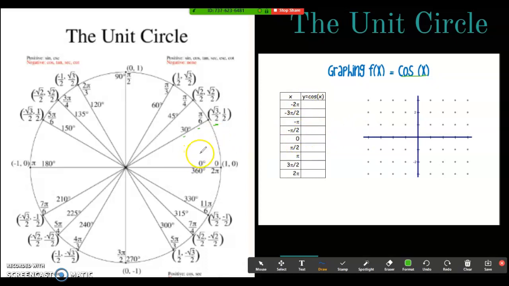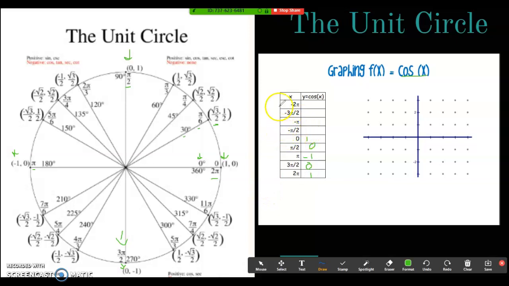So at angle 0, I want to look for the cosine value or the x value at 0, and I know that is 1. At angle pi over 2, I am going to look at the x value that is 0. At pi, it is -1. At 3 pi over 2, I will look at the angle, look at the x coordinate, it is 0, and at 2 pi, the x coordinate is obviously 1.